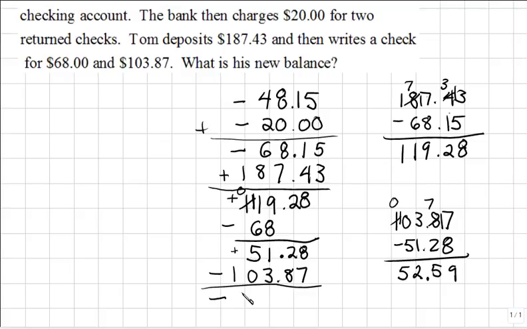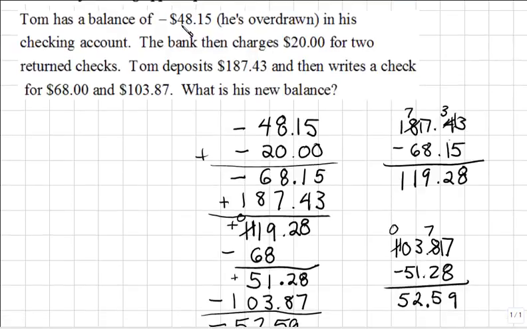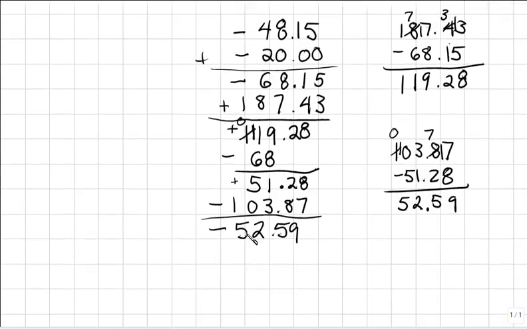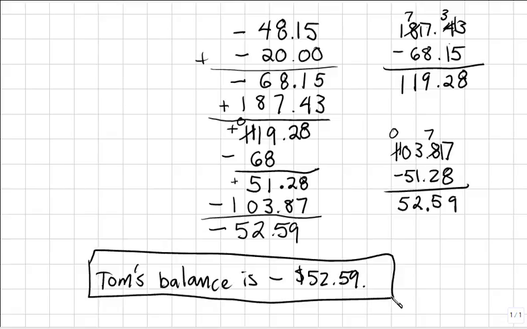And our subtraction gave us 52.59. This means that after Tom has his negative balance, the bank charges $20 more, he deposits $187.43 and writes 2 checks. His final balance in this account is negative $52.59. So our final answer is Tom's balance is negative $52.59.